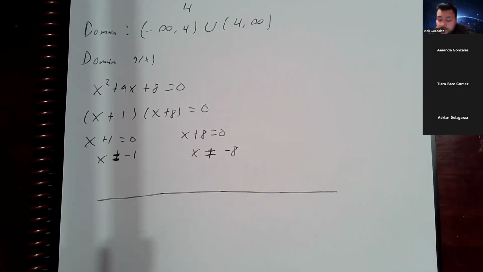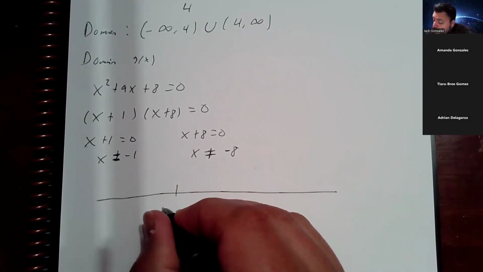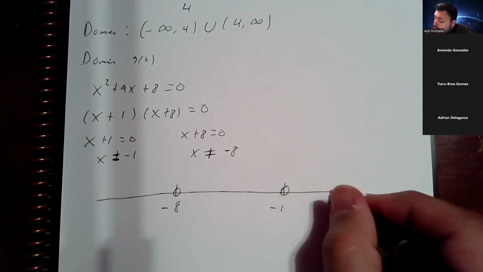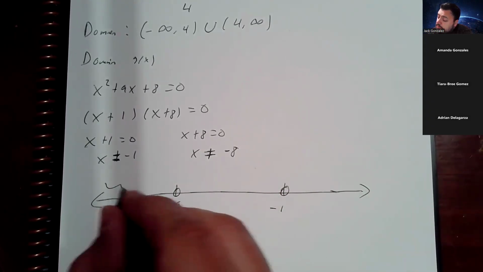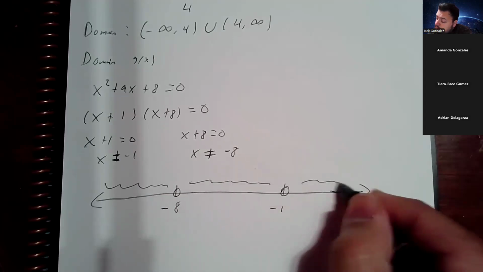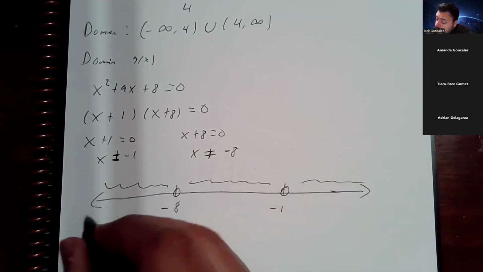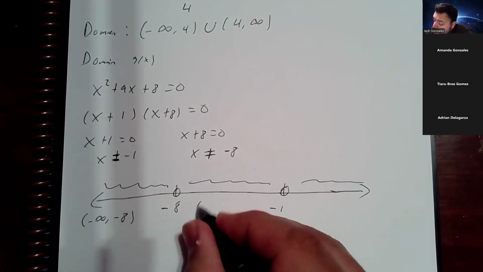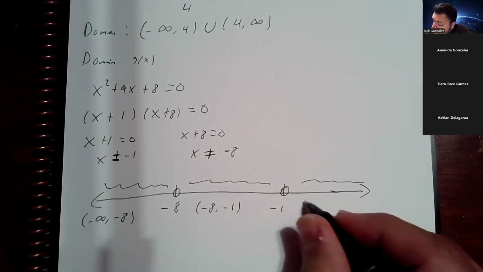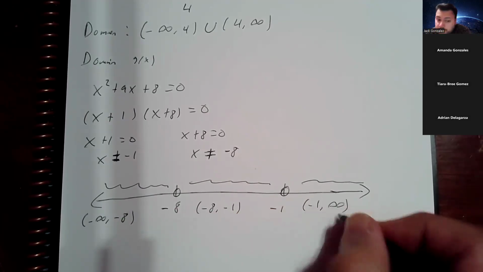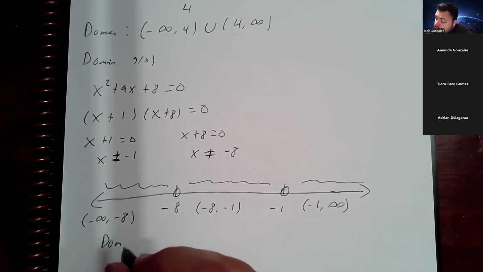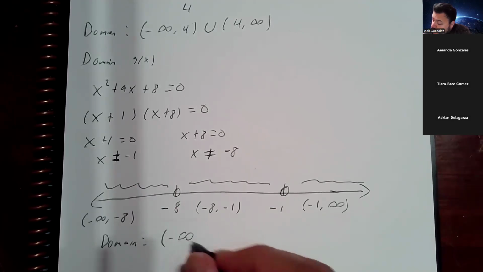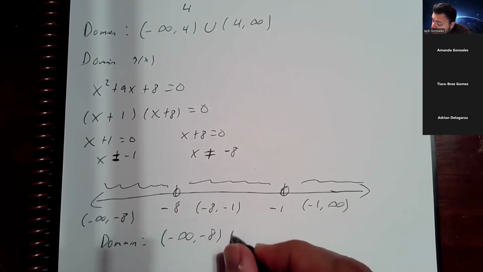We're going to make multiple intervals. -8 has a problem. -1 has a problem. So write everything before and after, and in between. These sections are good. So negative infinity all the way until -8, -8 until -1, everything after -1. So the domain for g is these pieces united together. Union with each other.